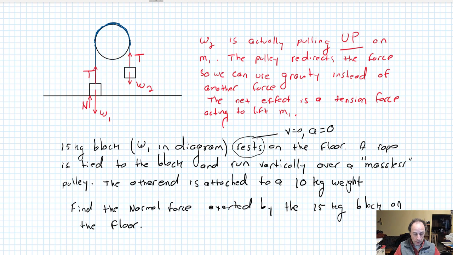Okay, so here's our situation up here. All right, here we have the pulley. We have our 15 kilogram mass here. We have our 10 kilogram mass here. So there's tension in the rope that's connecting them. Now note that W2 is pulling up. This T and this T are the same because it's in the same cable. The pulley redirects the force.